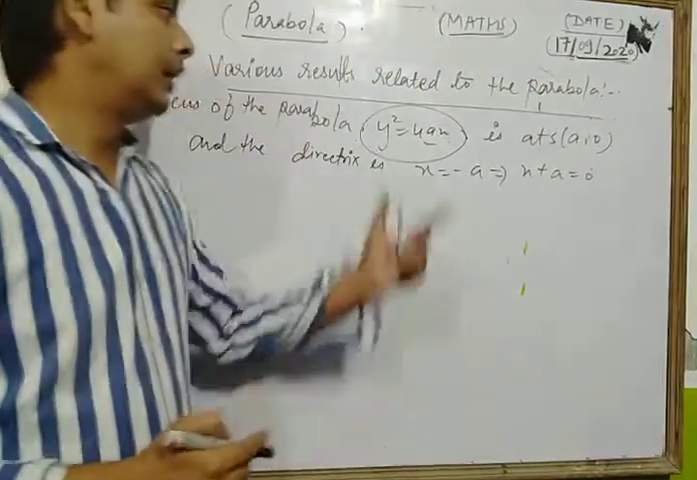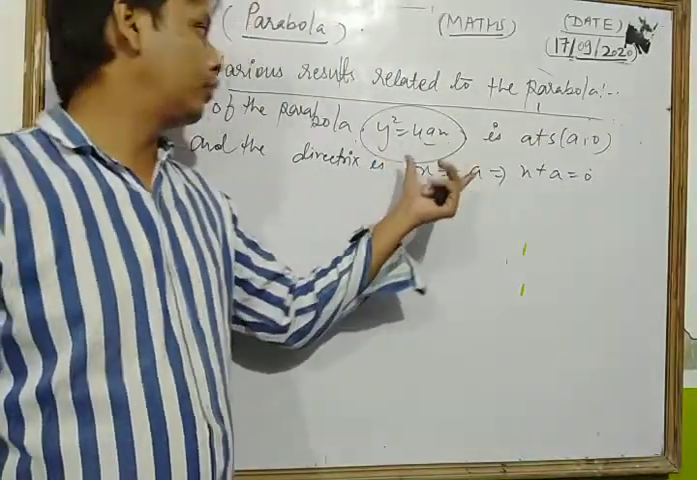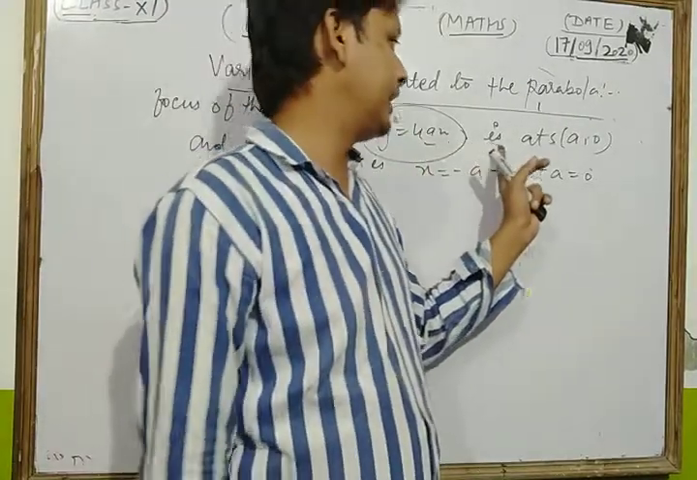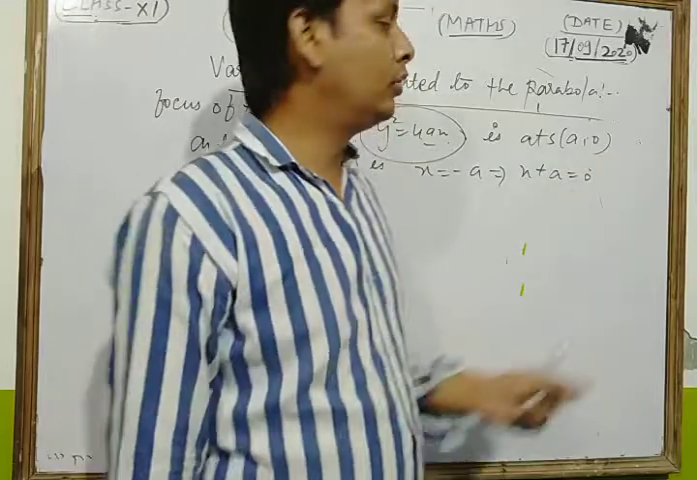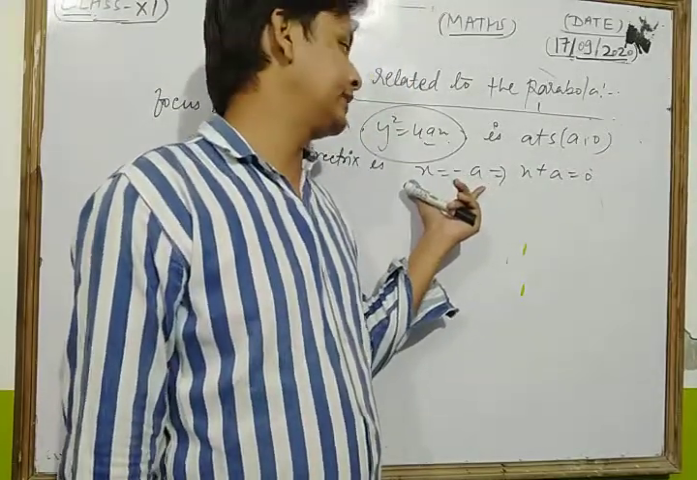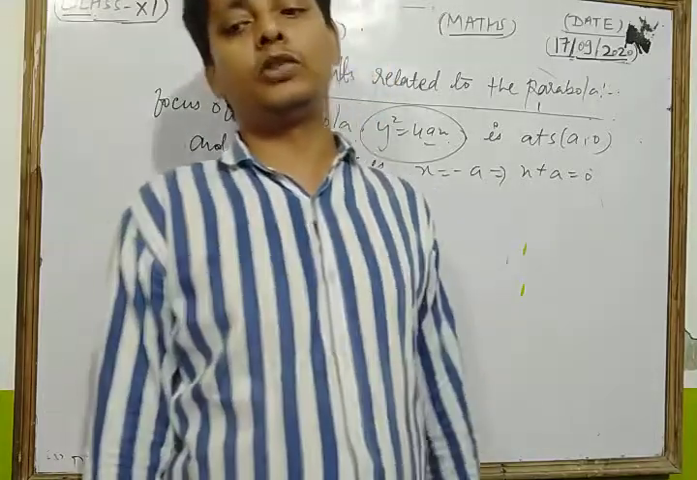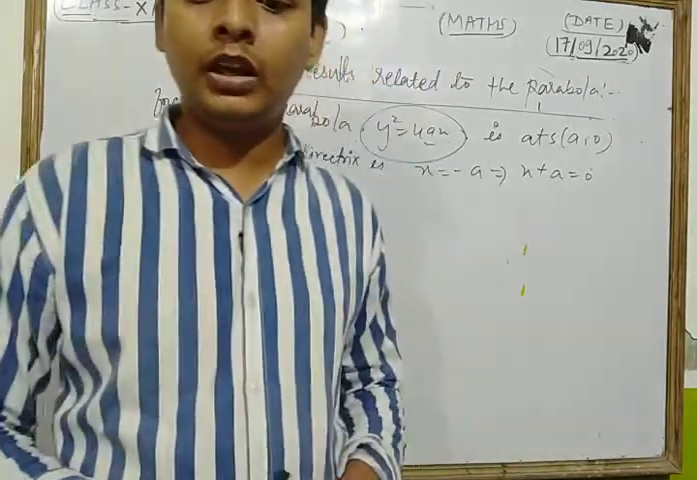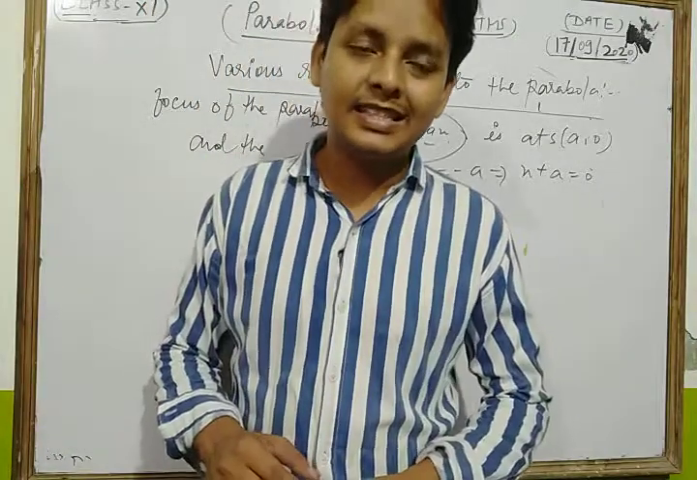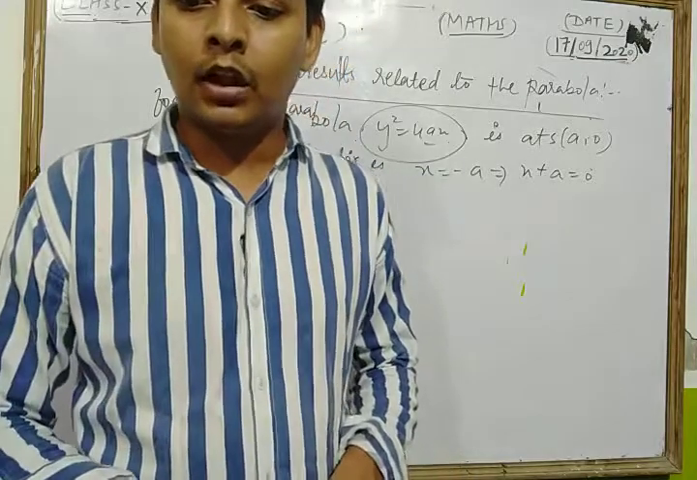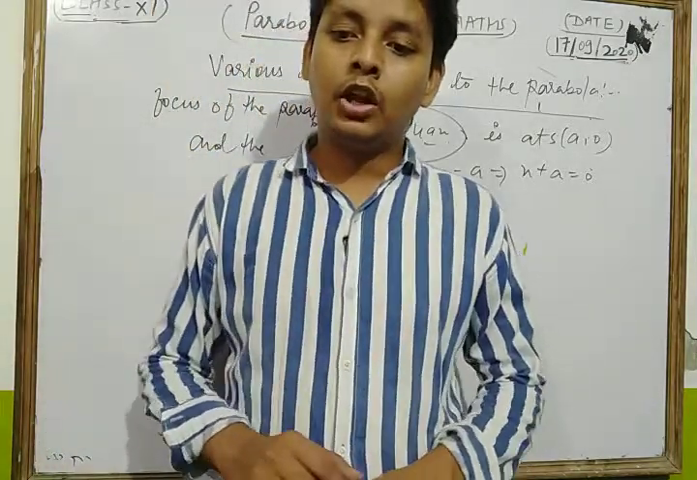So in the right hand parabola y square is equal to 4ax, in the previous class we discussed that the focus is at (a, 0), and the directrix is x is equal to minus a, that is, x plus a is equal to 0. The axis is the line passing through the focus and perpendicular to the directrix.